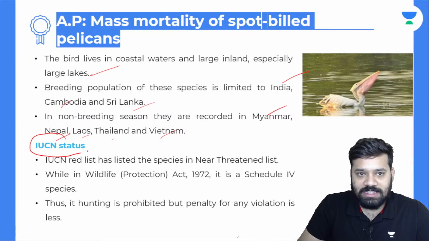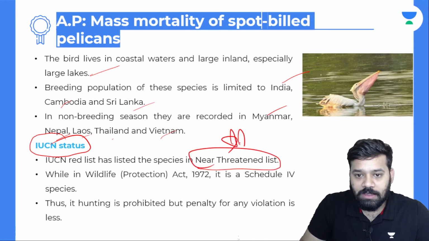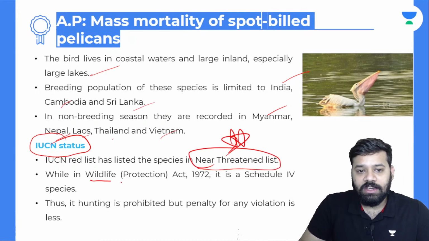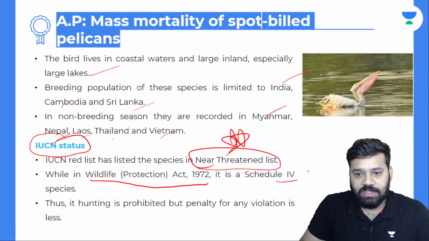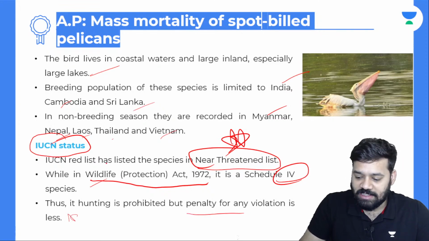And what is the IUCN status of spot-billed pelicans? The IUCN Red List has listed this species in the near threatened category. So please do remember it is in the near threatened list. According to the Wildlife Protection Act 1972, it is a Schedule 4 species. Thus, its hunting is prohibited, but the penalty for violation is less.